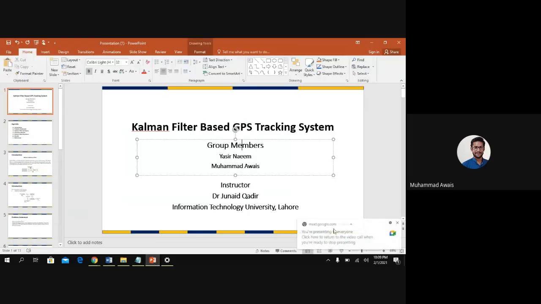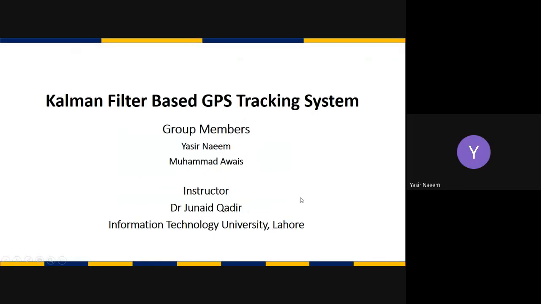Let's start. It is our third project presentation, and our topic is Kalman filter based GPS tracking system. My name is Muhammad Abbas, and my group member name is Yasir Naim. Dr. Junaid Qadir is our course instructor, and let's start.